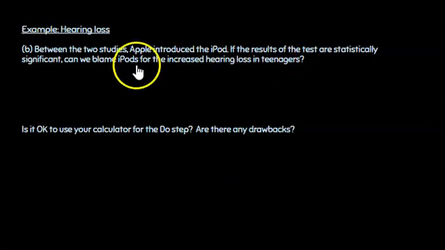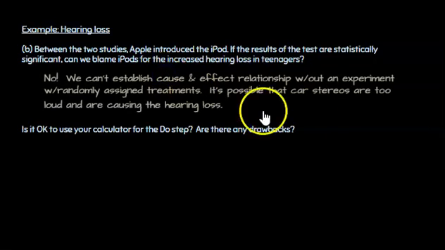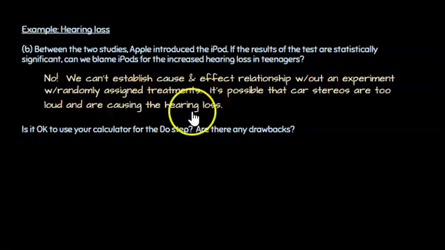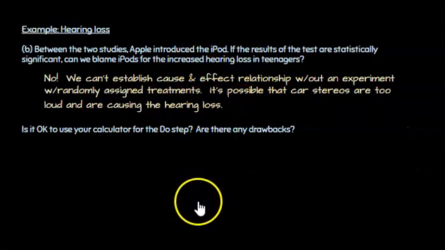No. Now, more specifically, we don't have an experiment here, so we can't use causation. So we would say, no, we can't establish a cause and effect relationship without an experiment with randomly assigned treatments. And then I kind of defend it. It's possible that car stereos are too loud and causing hearing loss. You could say it's possible that concerts are too loud and causing hearing loss. All kinds of reasons that could attribute to hearing loss besides just the introduction of the iPod.